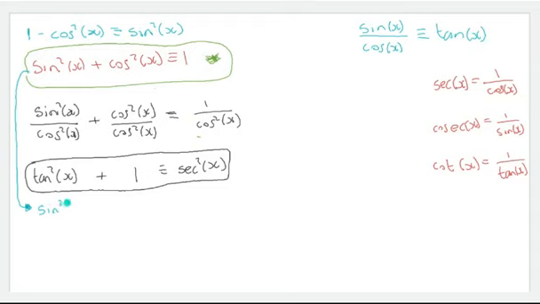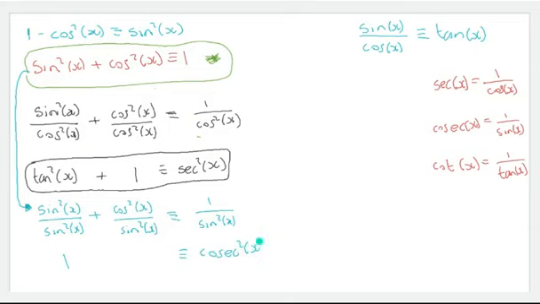So I'm going to start off with the same process, sine squared x over sine squared x this time, plus cos squared x over sine squared x is identical to 1 over sine squared x. So sine squared x over sine squared x is the same thing as 1. And you also mentioned that 1 over sine squared x is the same thing as cosec squared x, which is fine. What about cos squared x over sine squared x?